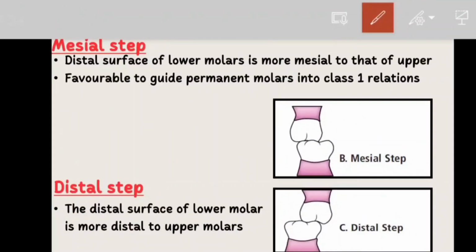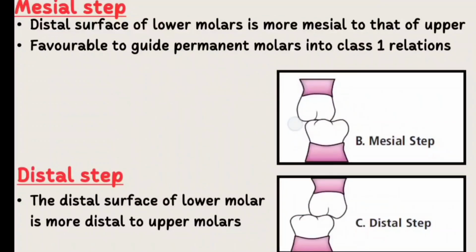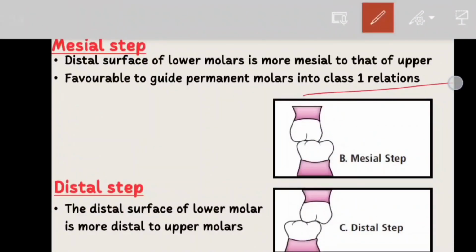Now the second one is mesial step. Here the lower molar is more mesial to that of the upper, that is the second molar. Okay. So this is a lower molar, and it is more mesial as compared to the upper molar. So it is favorable to guide the permanent molar into the class 1 relation. Okay, when a mesial step is found, it is converted into class 1 in future.